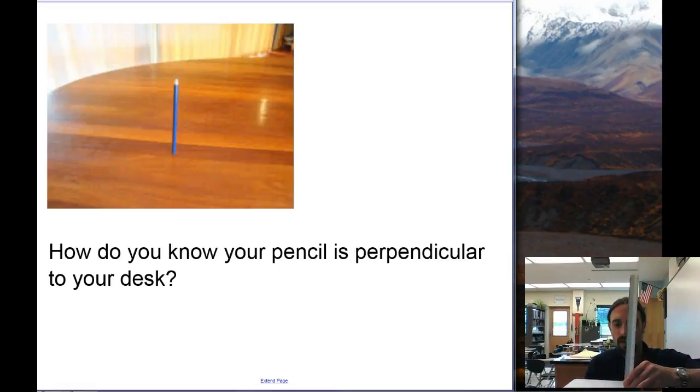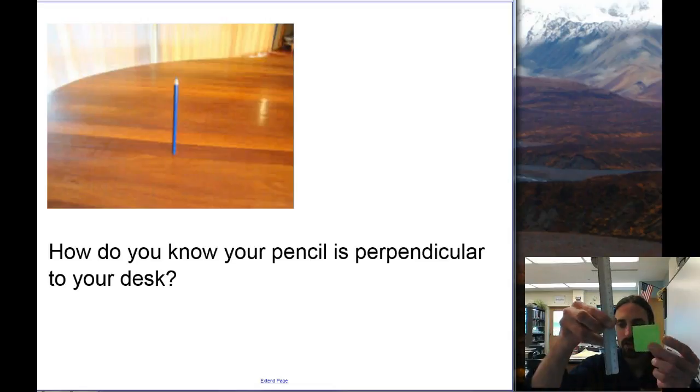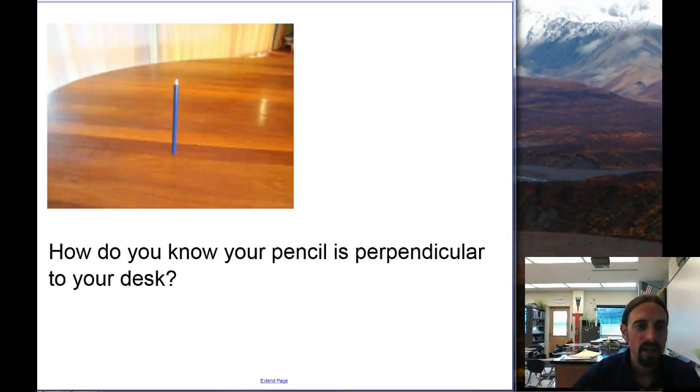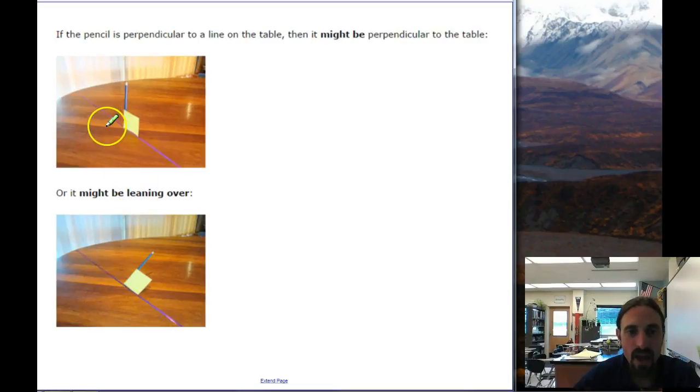No, that's not going to work. But anyway, if it's exactly 90 degrees, if I take a sticky note, for example, and I put it right at the base, like in this diagram here, it appears to be perpendicular, but it could also be tilted at an angle, right? So it could be perfectly perpendicular, or it could be at a 90-degree angle to this purple line, but leaning over. So how do you know that it is truly perpendicular to a plane?